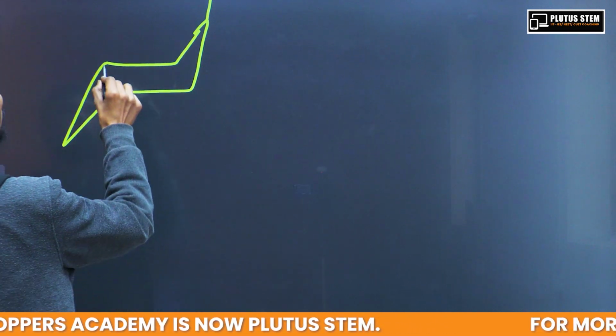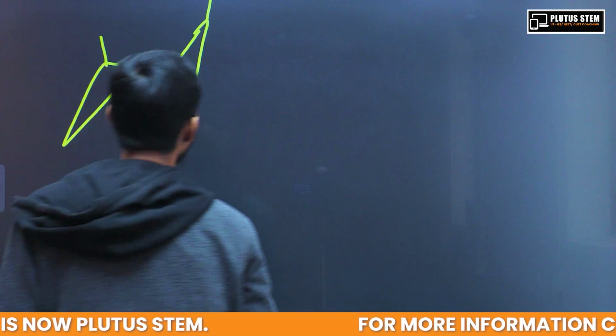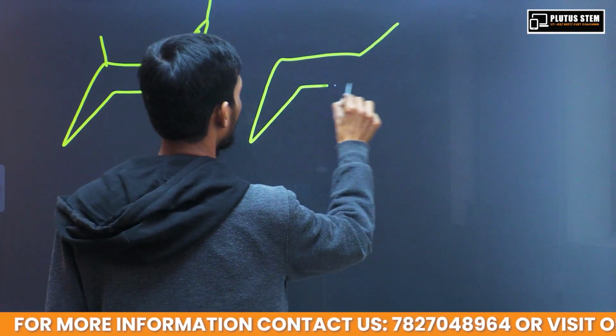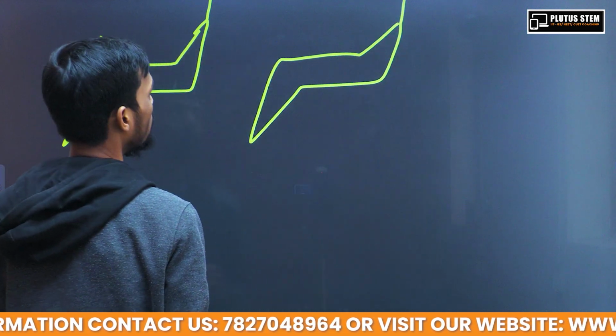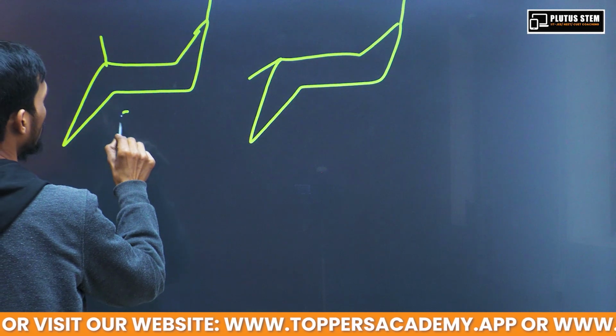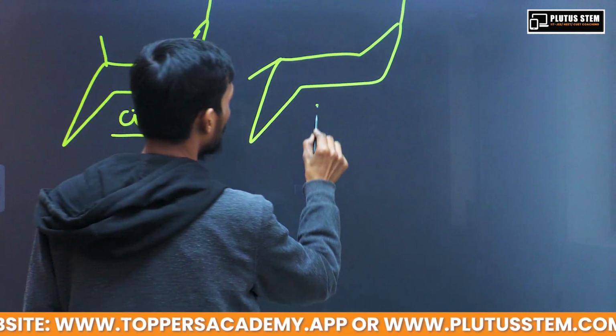This is up and this one is up. Again, this one is like upside and this one is, you can say, downside. So this is going to be cis and this is going to be trans.